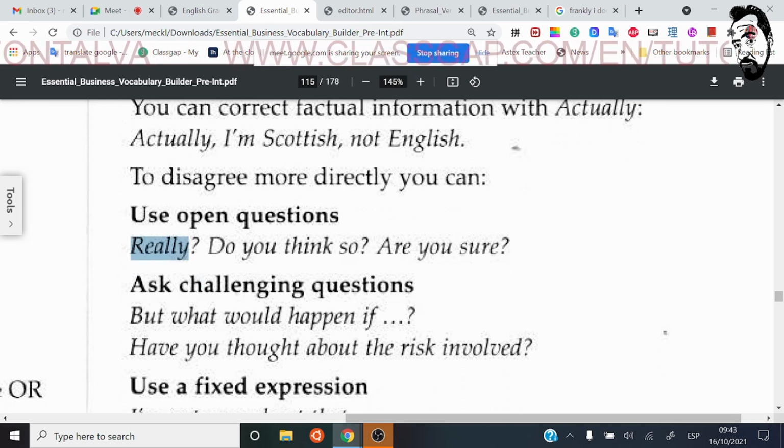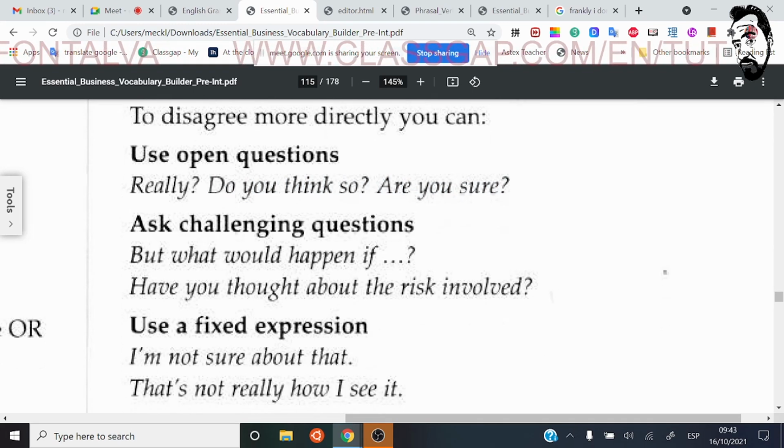Sometimes you disagree in a very big way. Like, you can say, really? ¿En serio? Really? ¿Estás seguro? ¿De verdad? Or, do you think so? ¿Tú crees que sí? Do you think so? Or, are you sure? ¿Estás seguro? Are you sure? Yeah, okay.